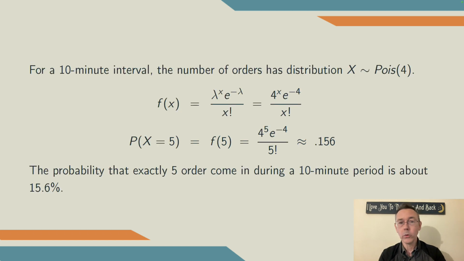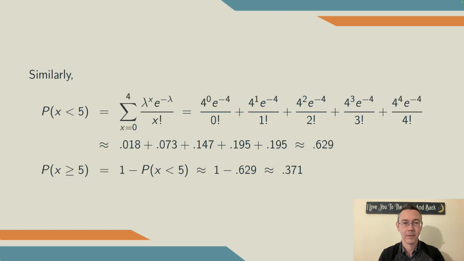We are going to use a 10-minute interval as our standard time period here, and so the random variable x that counts the number of occurrences in that time period is going to have a Poisson distribution with parameter 4. So the probability mass function is 4 to the x e to the negative 4 over x factorial, and we can compute the probability that x equals 5 just by plugging 5 into that probability mass function. When we do the arithmetic, we get about 15.6%. So the probability that exactly 5 orders come in a 10-minute period is approximately 15.6%.